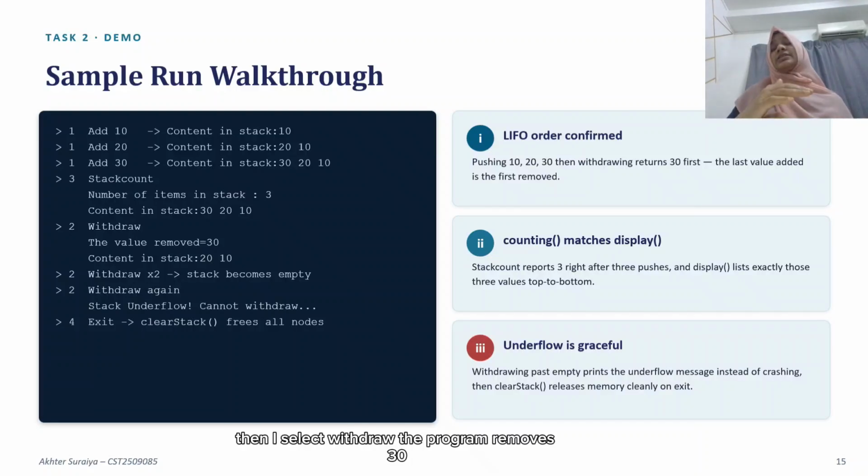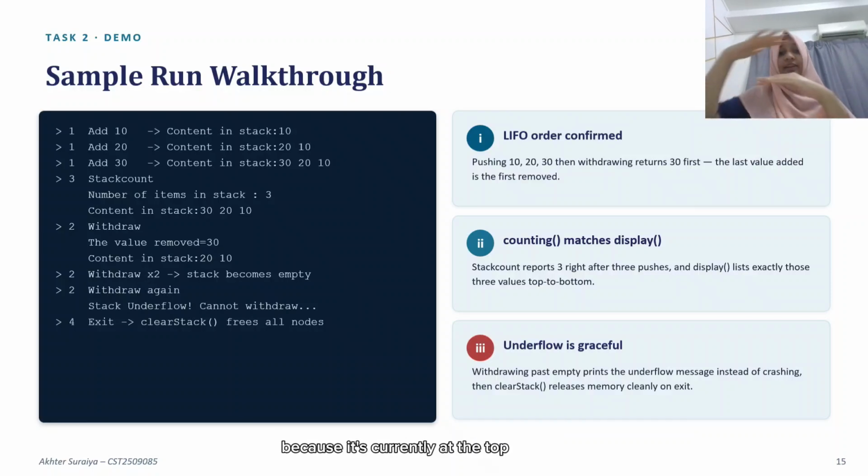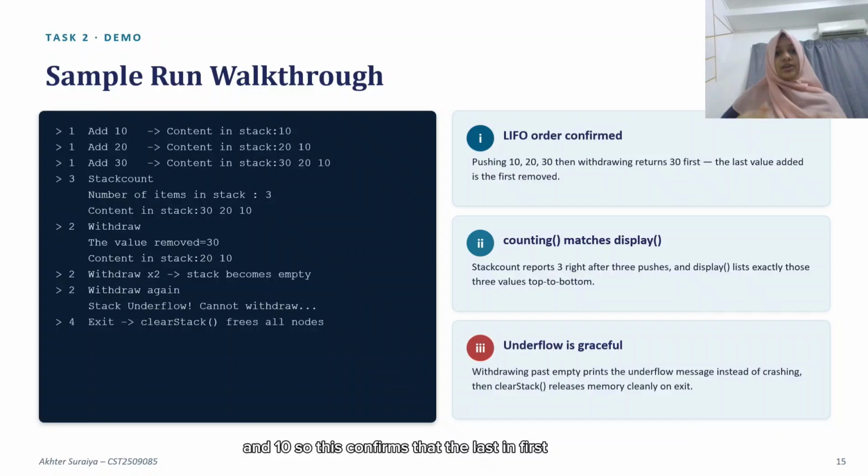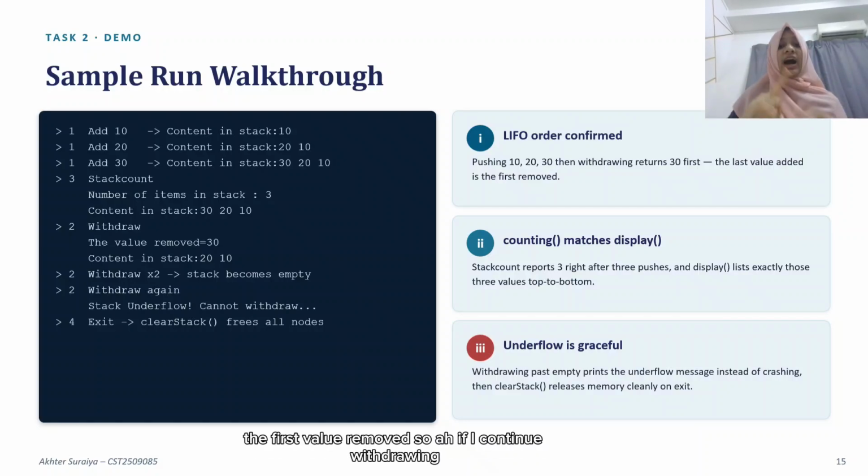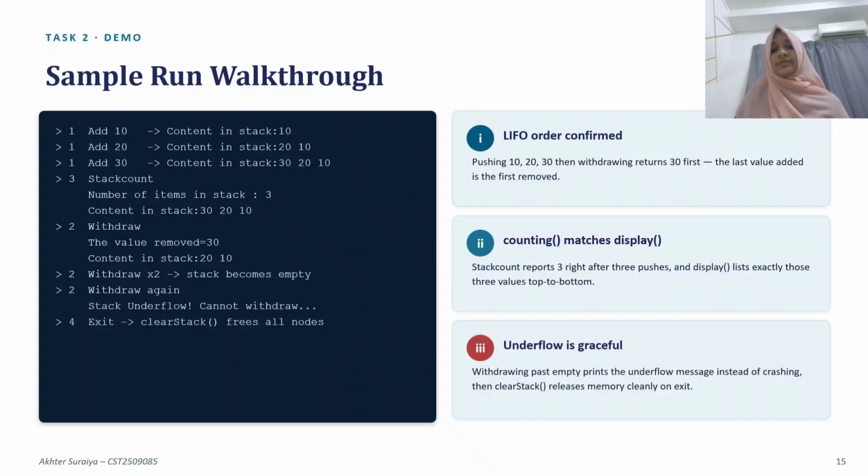Then I select withdraw. The program removes 30 because it is currently at the top. So now the stack contains only 20 and 10. This confirms the last in first out principle, because 30 was the last value added and the first value removed. If I continue withdrawing, the stack eventually becomes empty. When I try to withdraw again, the program displays the underflow message instead of crashing. Finally, I select option 4 to exit.